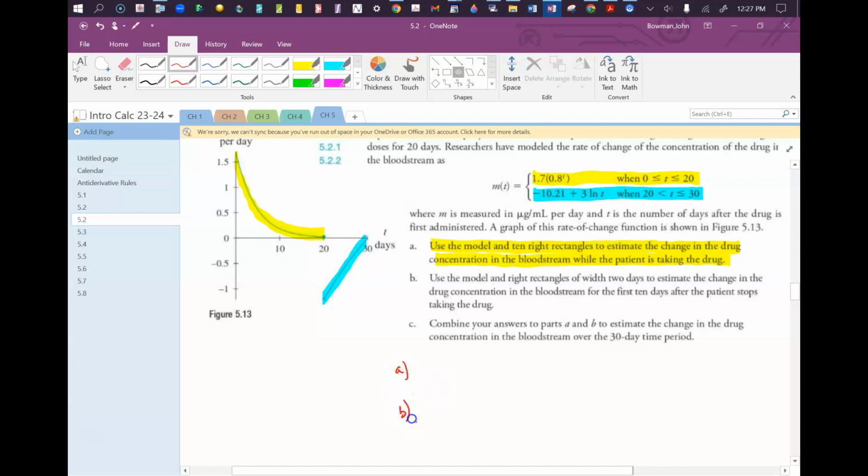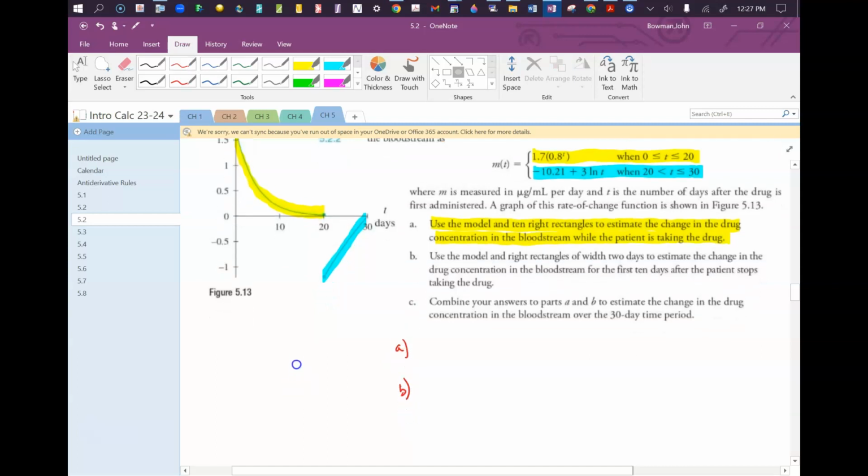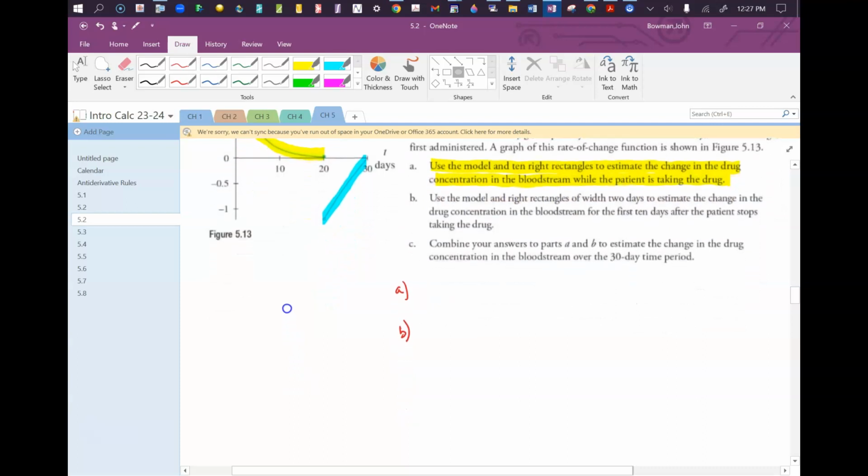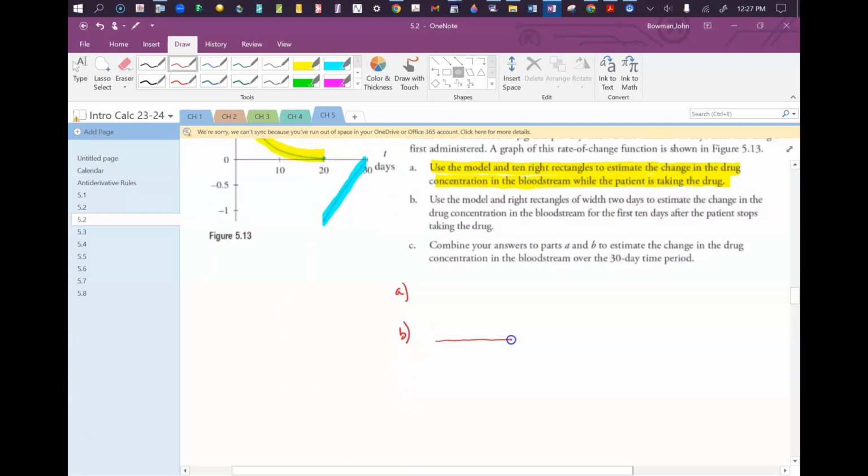We're going to go to part B here, and I'm going to show you how to do part B by hand, basically, even though I would use Desmos to help me with it. So it says, use the model and the right rectangles of width 2 days to estimate the change in the drug concentration in the bloodstream for the first 10 days after the patient stops taking the drug. So basically, we are going to create 5 rectangles in this region right here, where the right-hand side of the rectangle establishes the height for us.